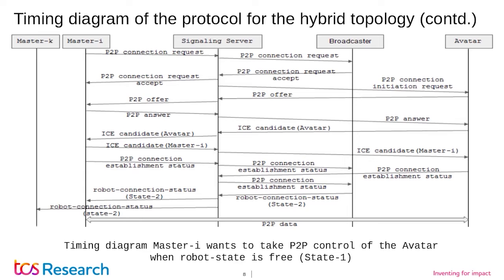After that, that master will send an establishment status message that the P2P connection is established, and it will be received by the broadcaster. The avatar will send the same. When the broadcaster receives these two confirmation messages about the connection establishment, it will transit its state from state 1 to state 2, and it will notify every master about its state.